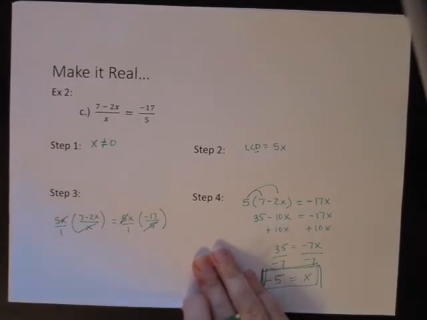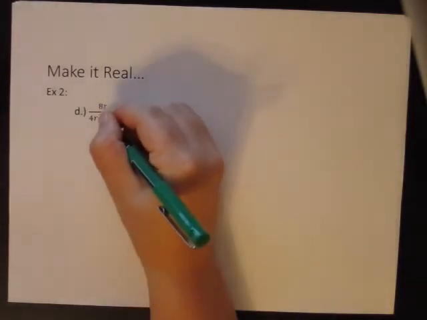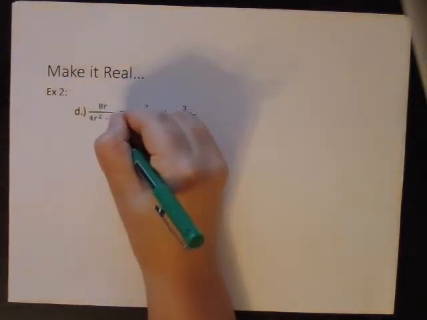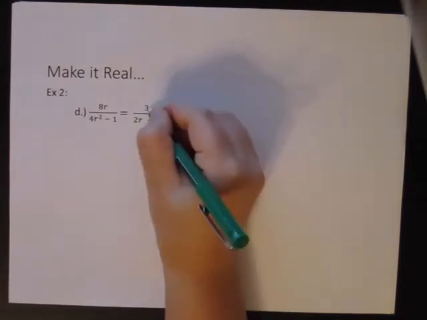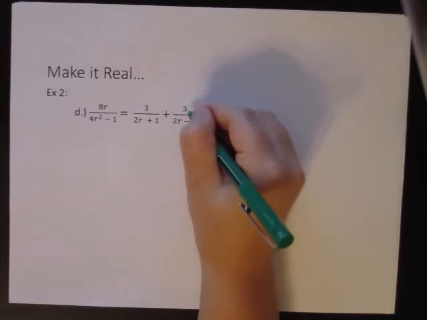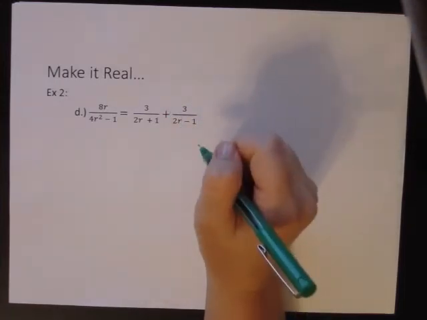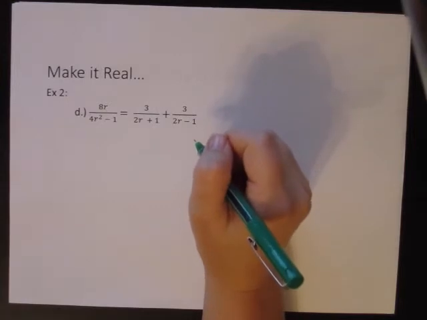This process is definitely tedious, but hopefully you don't feel like it's too hard. Alright, so here we go. I took away the steps this time, but we're going to still work through them. So we have 8r over 4r squared minus 1 equals 3 over r squared plus 1 plus 3 over r squared minus 1. So first thing I have to do is figure out where it's undefined.